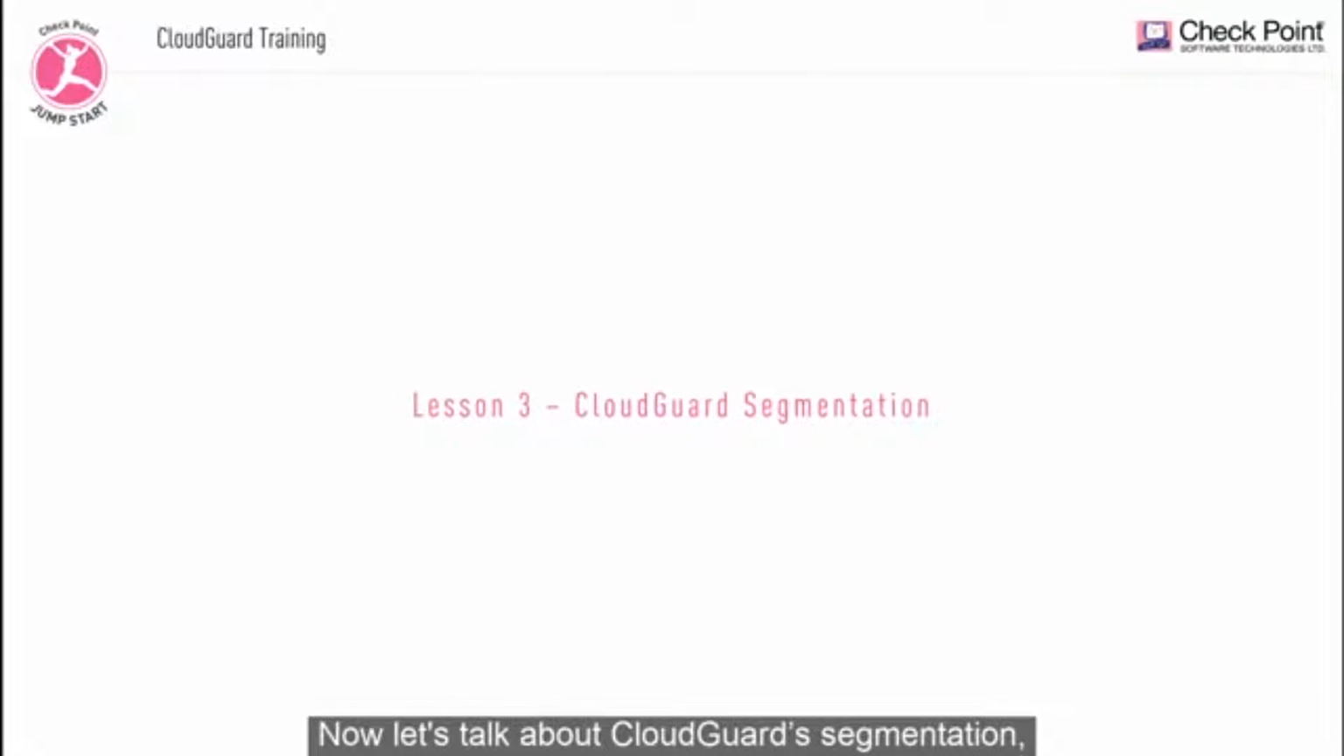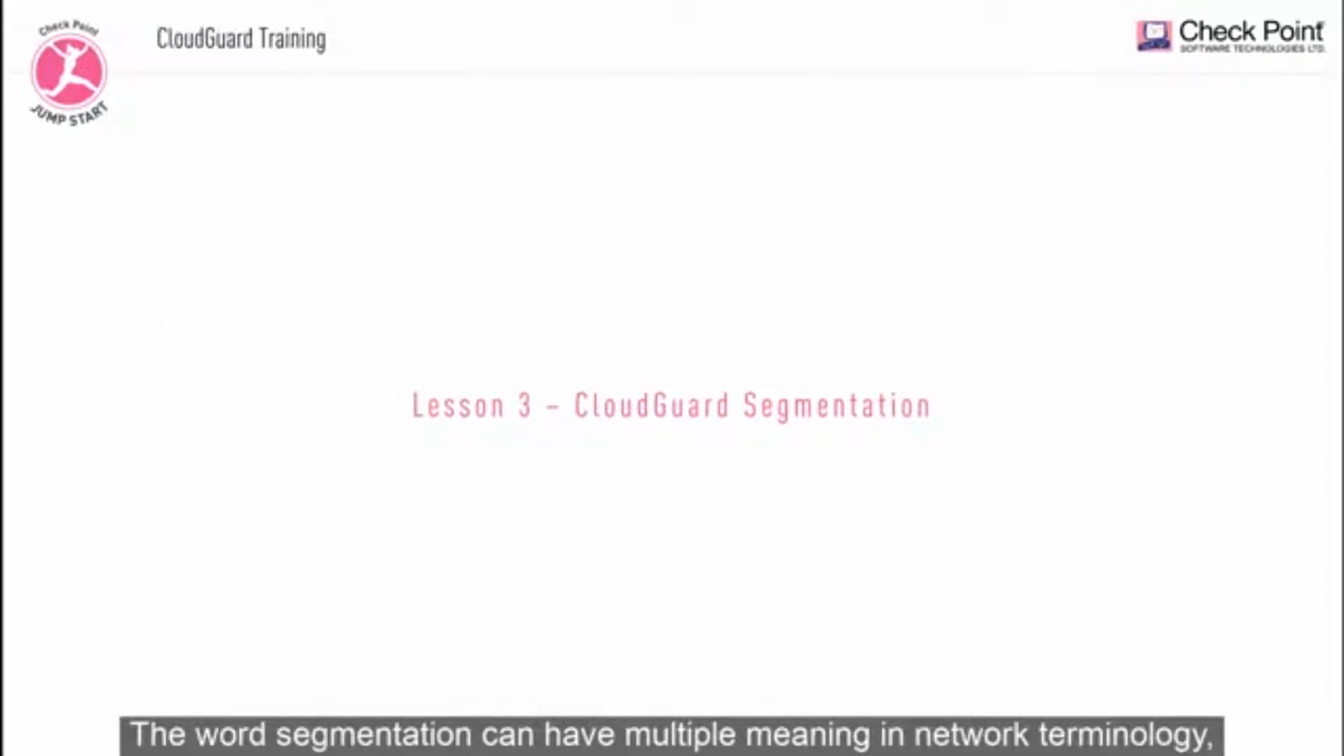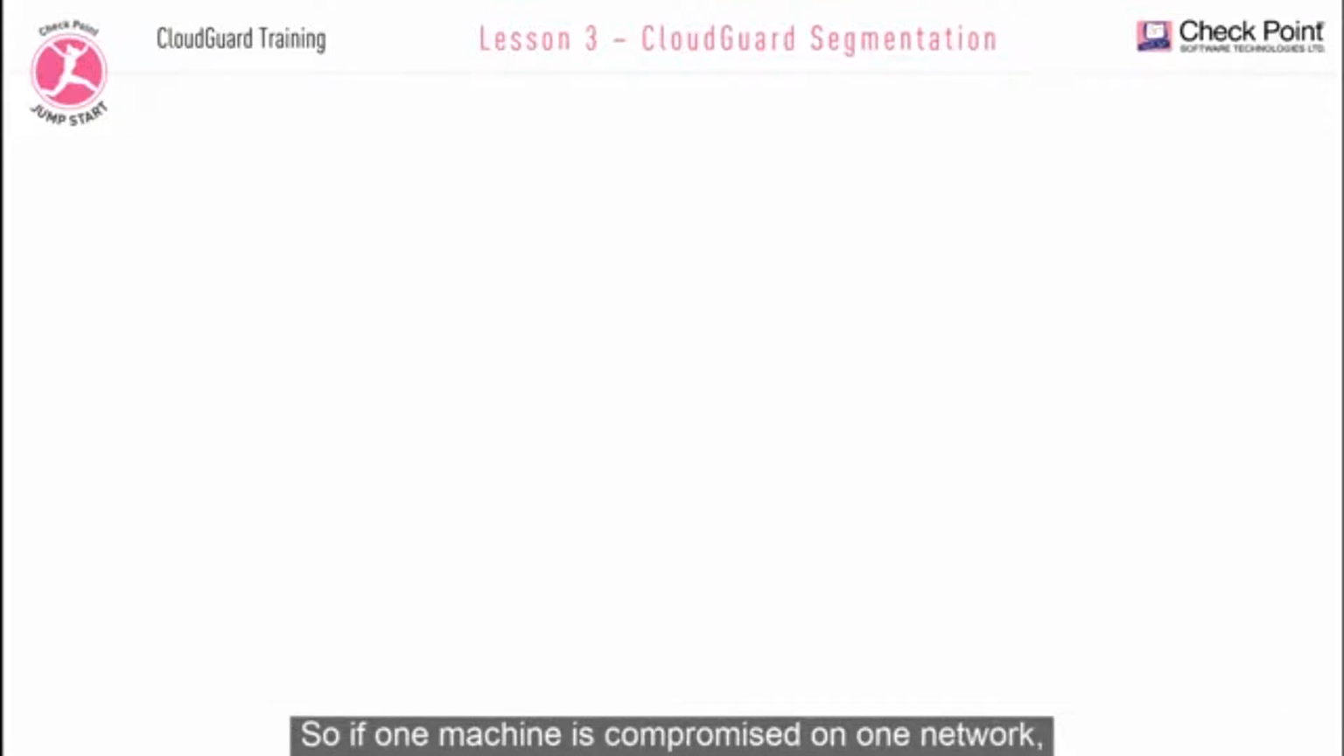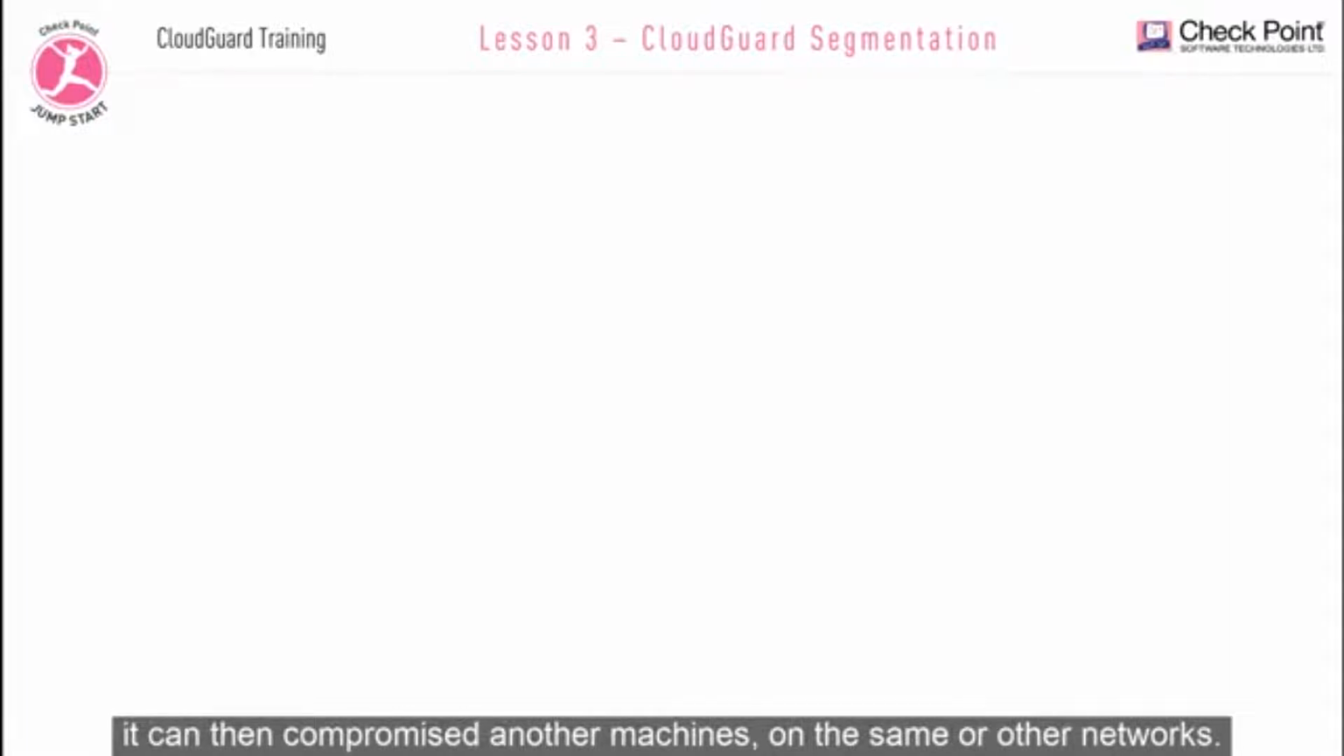Now let's talk about CloudGuard segmentation. The word segmentation can have multiple meanings in network terminology, but here I'm referring to the meaning that networks are isolated from each other. So if one machine is compromised on one network, it can then compromise other machines on the same or other networks.